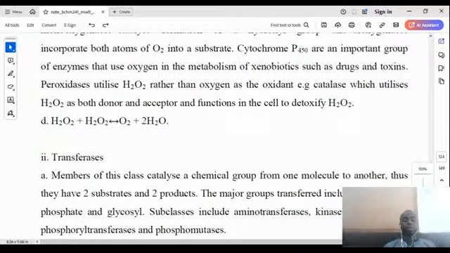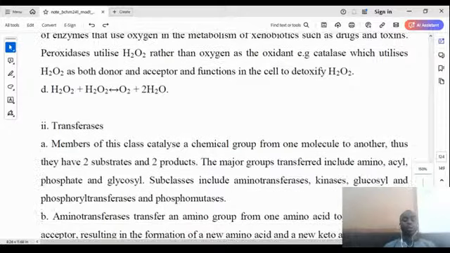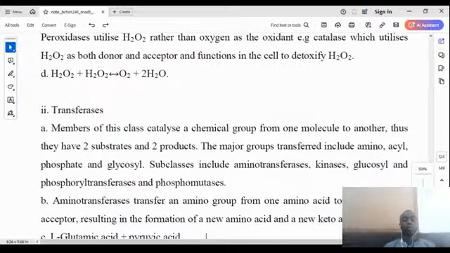So we have the second class, transferases. Members of this class catalyze the transfer of a chemical group from one molecule to another. Thus, they have 2 substrates and 2 products. The major groups transferred include amino group, acyl group, phosphate, and glycosyl group. The subclasses include aminotransferases, kinases, glycosyl and phosphoryl transferases, and phosphomutases. Aminotransferases transfer amino groups.